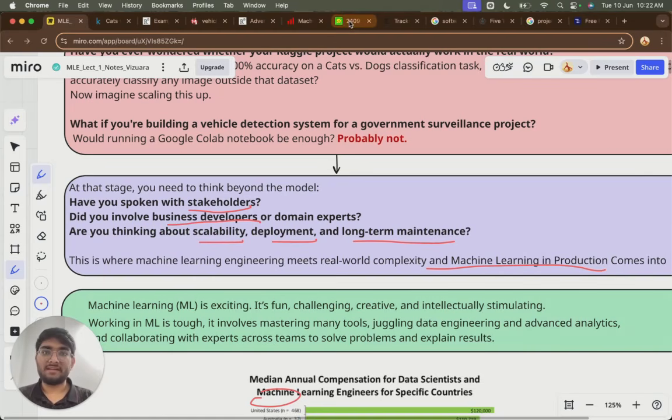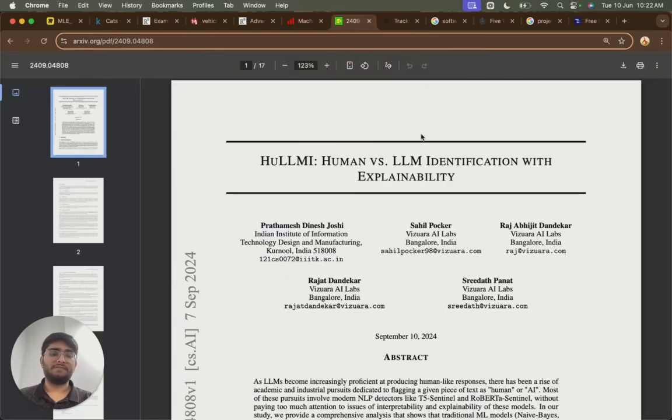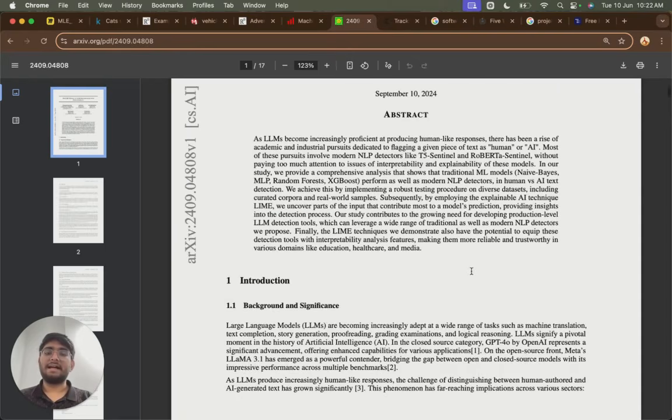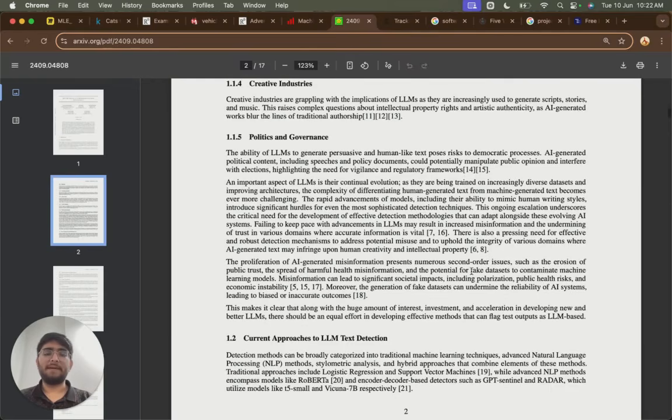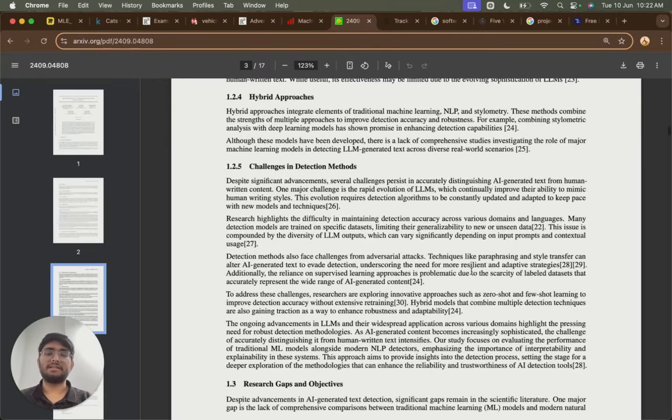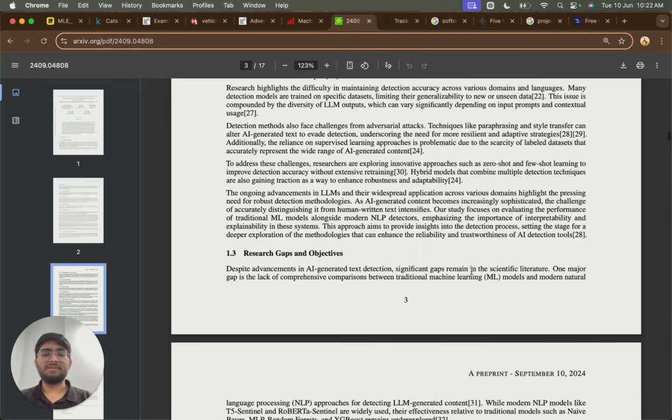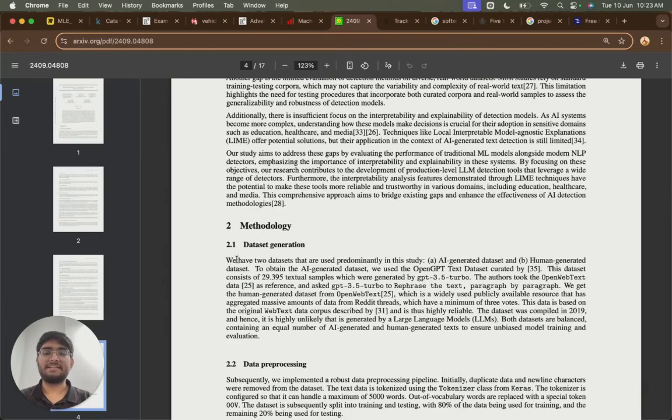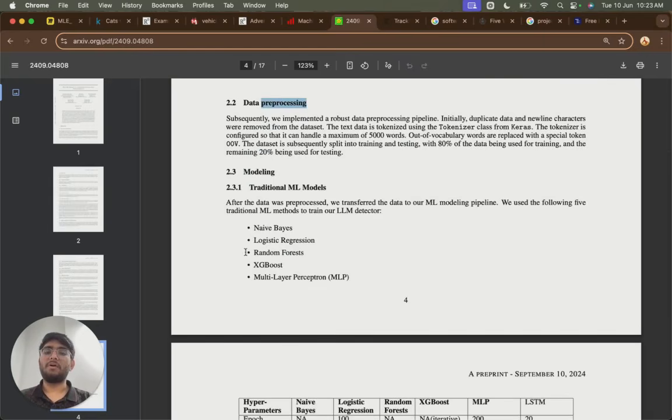In my case, I was working on this Udemy paper where we were trying to detect AI-generated text and human-generated text, and we used LIME for explainability, to see why it was doing so. I was doing the paper well, and after some time I noticed that I was getting good accuracy results. I was quite happy, and I was working with different models, doing research gap and objective, then dataset generation, then data processing, and then when I came to the modeling, I tried naive Bayes, logistic regression, random forest, etc.